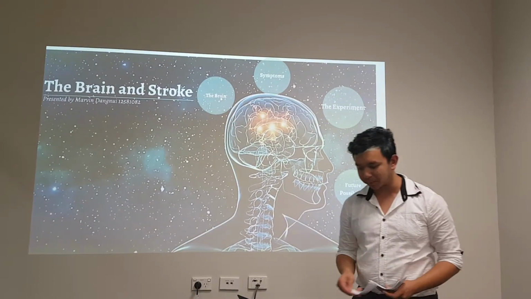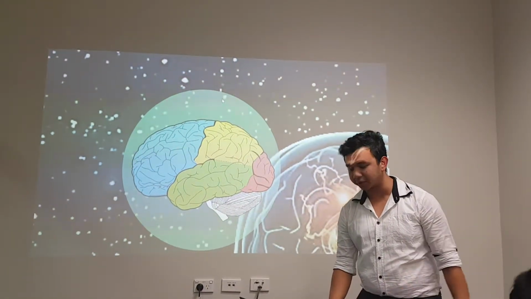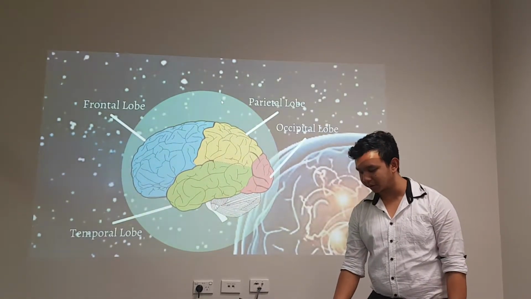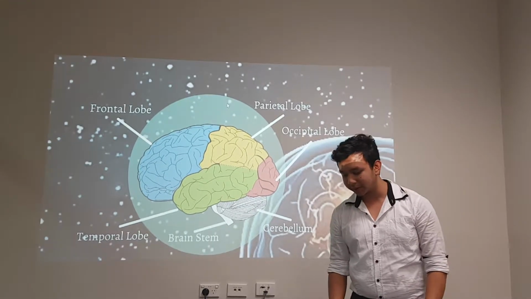Well, let's have a quick look at the brain first. Here is a simple diagram of the brain, showing all the major parts: the frontal lobe, parietal lobe, occipital lobe, cerebellum, and the temporal lobe.